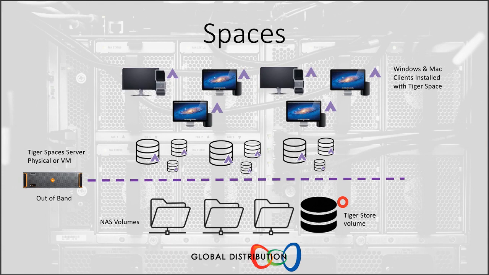And what Spaces does is, if we can see our little Spaces server sitting to the left-hand side, that Spaces server can be physical, it could be virtual, but it's important to note that that Tiger Spaces server sits outside of the data path, so it's what's called out of band. So it's not interfering or getting in the way of the performance from the NAS volumes to the client workstations that you can see above, be them Mac or Windows workstations installed with Spaces. So you can see here how we have the physical NAS volume, we have our virtual workspace projects, and then we have our clients.